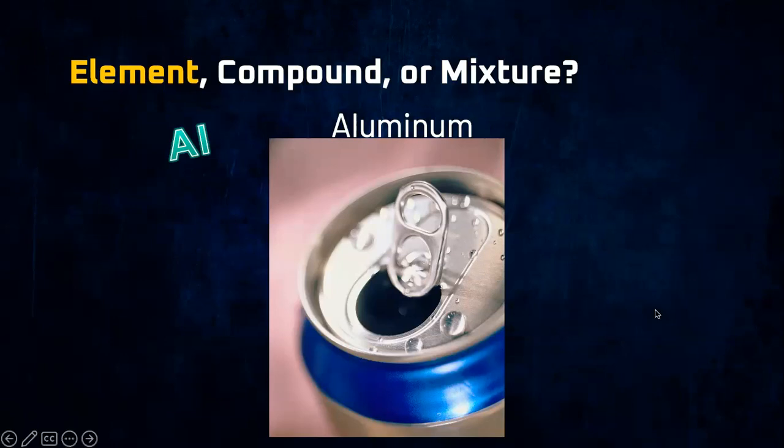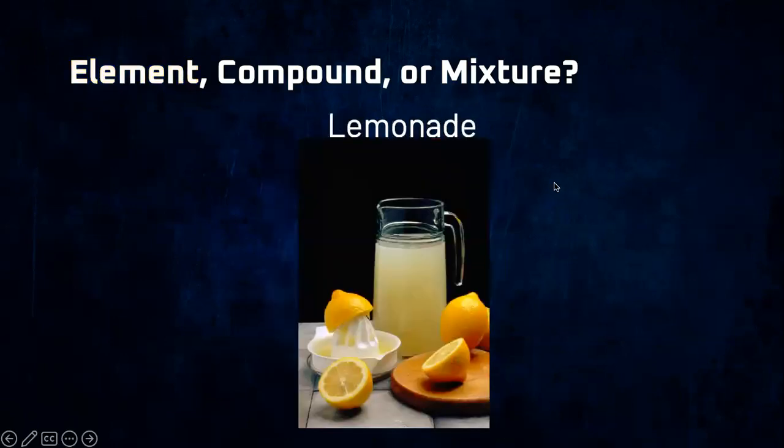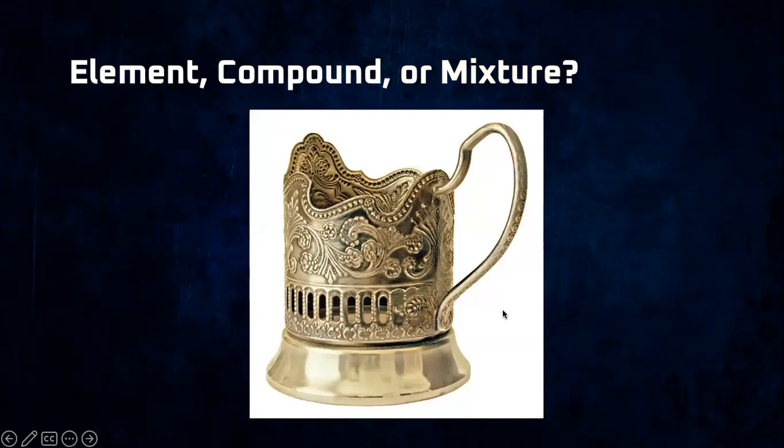All right. Next, lemonade. Ooh, it tastes so sour. So let us get Haley. Hi, Haley. Is lemonade an element, compound, or mixture? I think lemonade is a mixture. All right, correct. Lemonade is a mixture of lemons and water. Thank you very much. Wow, this one. Is this an element, compound, or mixture?